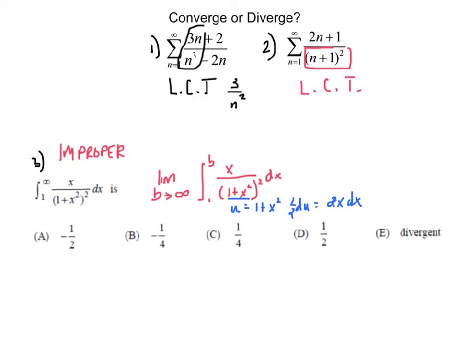So again, pause here, or solve those. For 1 and 2, you'll just be answering C or D, converge or diverge, and for number 3, of course, you'll be giving the answer to that question from an old AP exam.